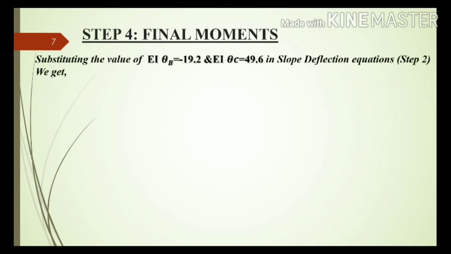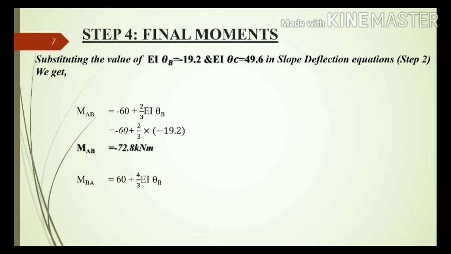So by substituting the value of EA theta B and EA theta C in the slope deflection equation, that is in step 2, we get the value of final moments. MAB is equal to -60 plus 2/3 EA theta B. So substitute the value of EA theta B here. So we get MAB is equal to -72.8 kilonewton meter. Similarly, MBA is equal to 60 plus 4/3 EA theta B. Substitute the value of EA theta B. So we get MBA is equal to 34.4 kilonewton meter.